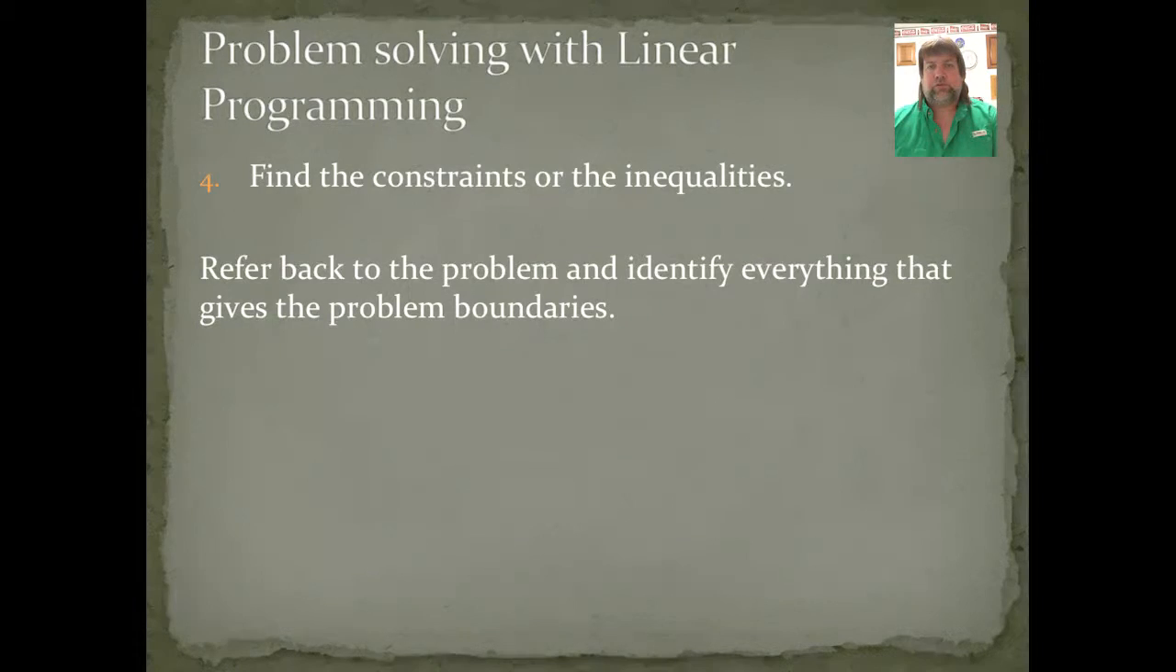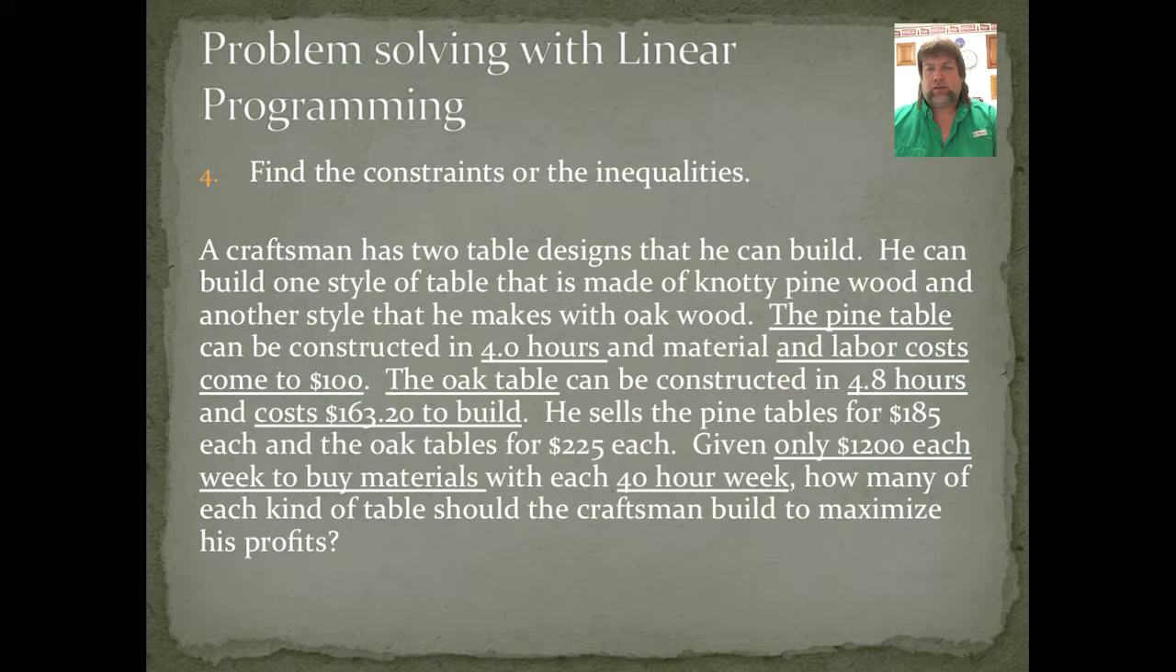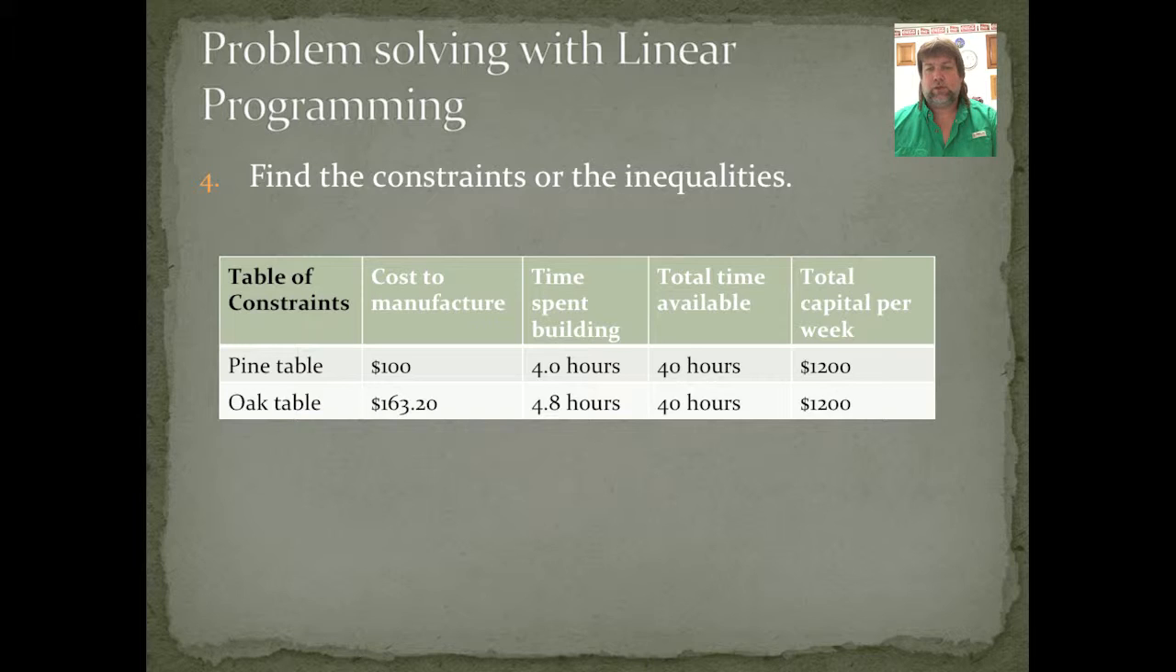And now we're going to look for the constraints or the inequalities, and we're going to look back at the problem and identify everything that gives us the boundaries. We know that the pine table can be constructed in 4 hours. Labor costs come to $100. The oak table is constructed in 4.8 hours for $163.20. We're only given $1,200 each week to buy materials, and we only have 40 hours each week to do the work. So this table defines our constraints and inequalities, so that we can come up with some inequalities here.